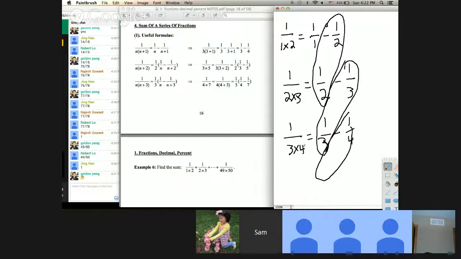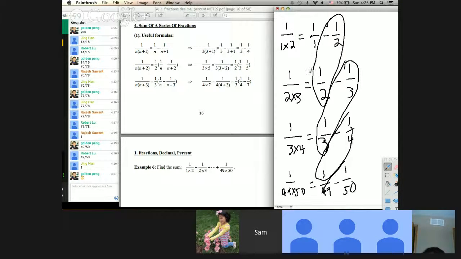And it's going to continue until at the very end you have 1 over 49 times 50, which is going to equal 1 over 49 minus 1 over 50. And then this 1 over 49 is going to cancel out with the one before it. So you're going to be left with 1 minus 1 over 50, which equals 49 over 50.